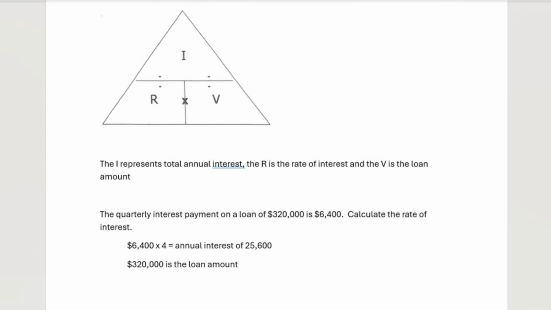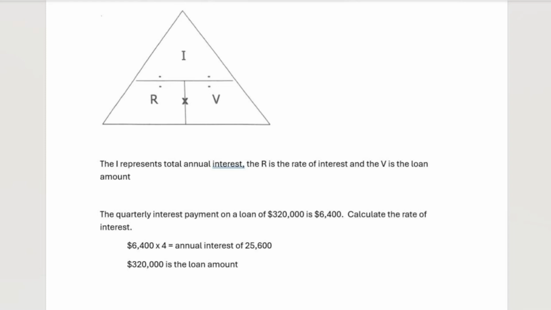So if you have a quarterly interest payment on a loan of $320,000 and that interest payment is $6,400, the $6,400 will go into the I, but you can't put it in there just yet. The interest goes into the I. You have to make it annual interest. So they're giving us quarterly interest. So 6,400 times 4 will give you annual interest of $25,600. That number can go into the I.